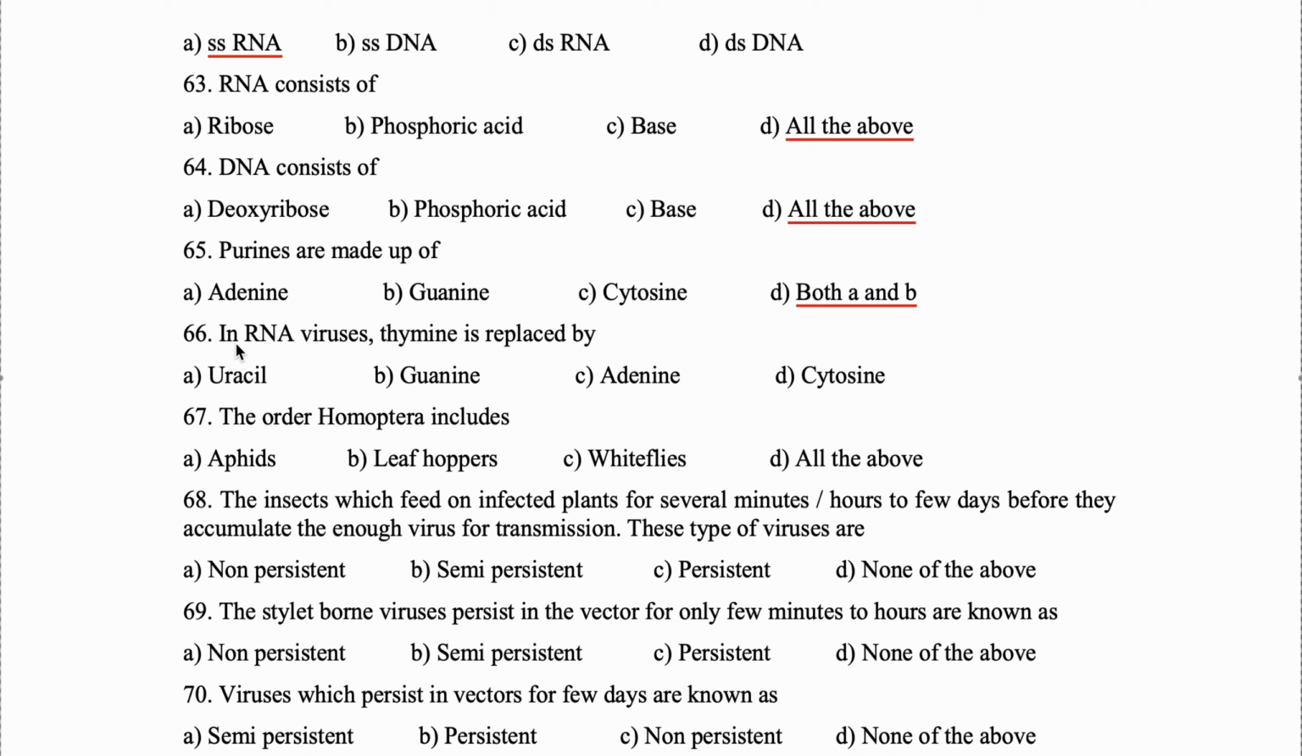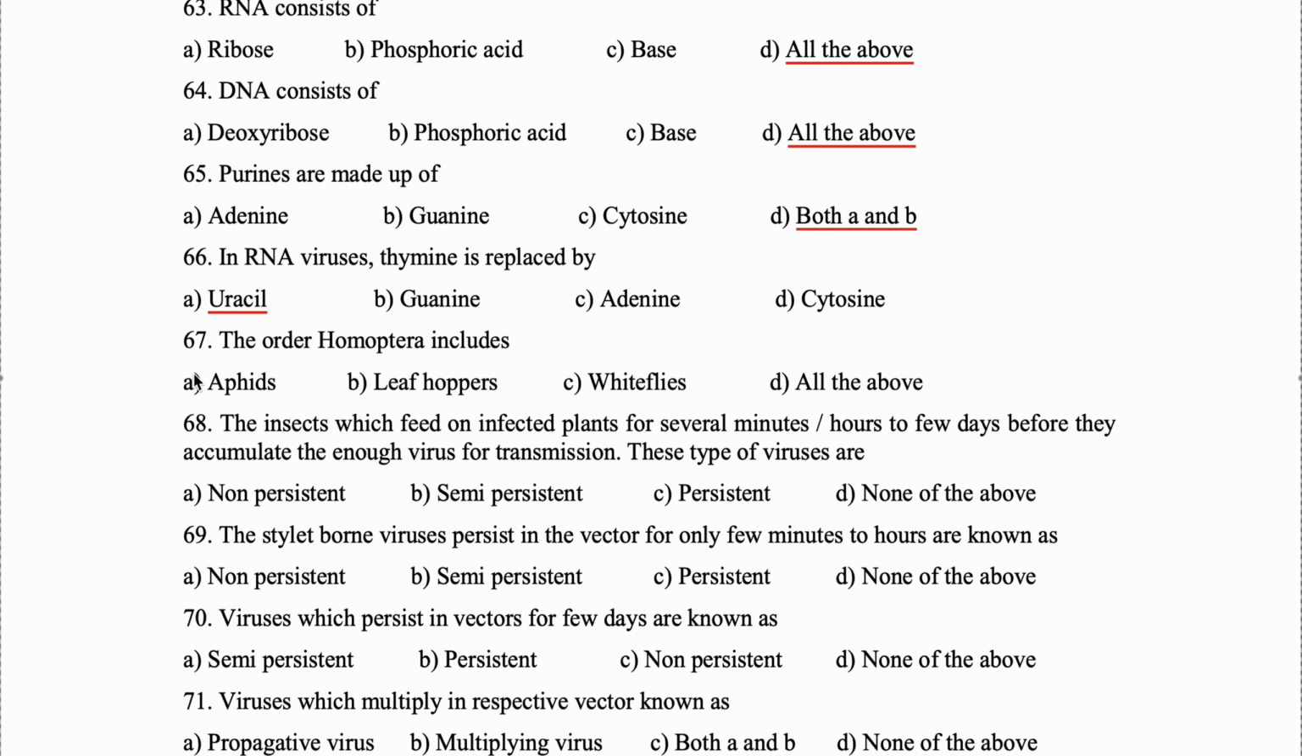Coming to question number 66. In RNA viruses, thymine is replaced by uracil. Okay, so in case of RNA viruses, what will these pyrimidines be made up of? Just now we have seen, right, thymine will be replaced by uracil. So in case of RNA viruses, pyrimidines will be made up of uracil and cytosine. Alright. Now question 67. The order Homoptera includes, this is an insect order which consists of aphids, leafhoppers, whiteflies.